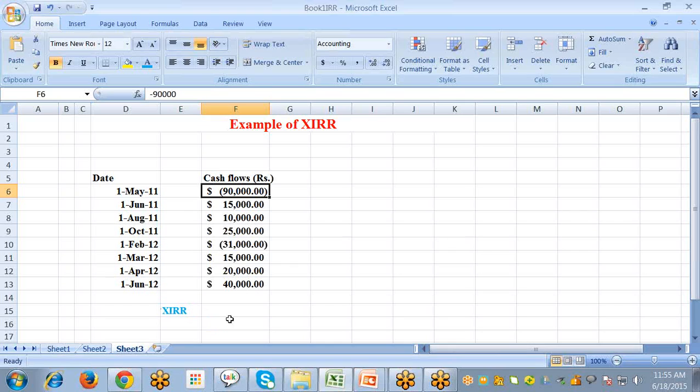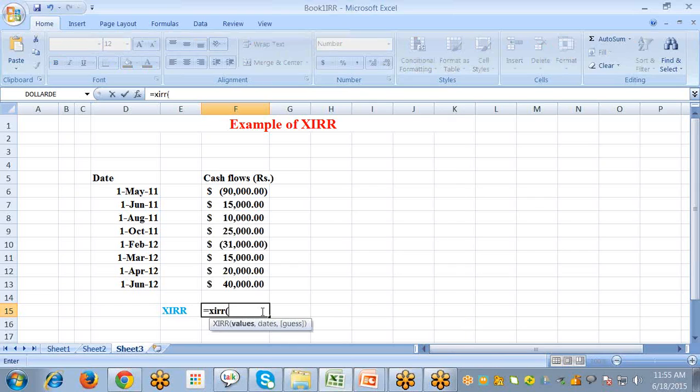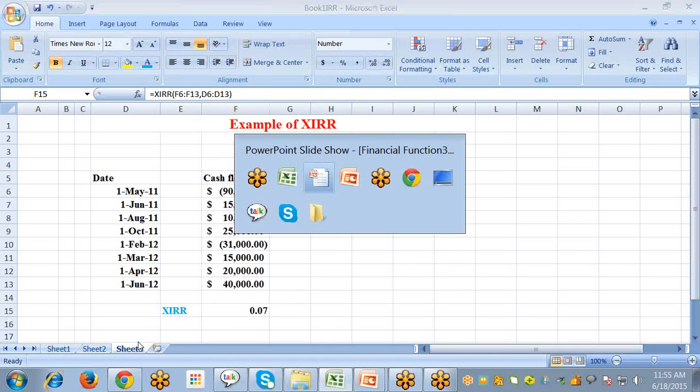So XIRR is calculated in Excel by selecting the cell, typing an equal sign, selecting the function, and passing the value references from cell F6 to F13, passing the dates, and then pressing enter. So it is 0.07%. So this is how internal rate of return functions work.